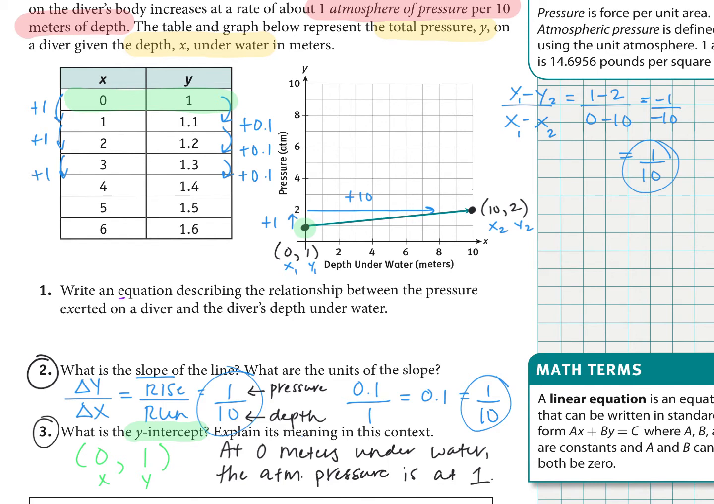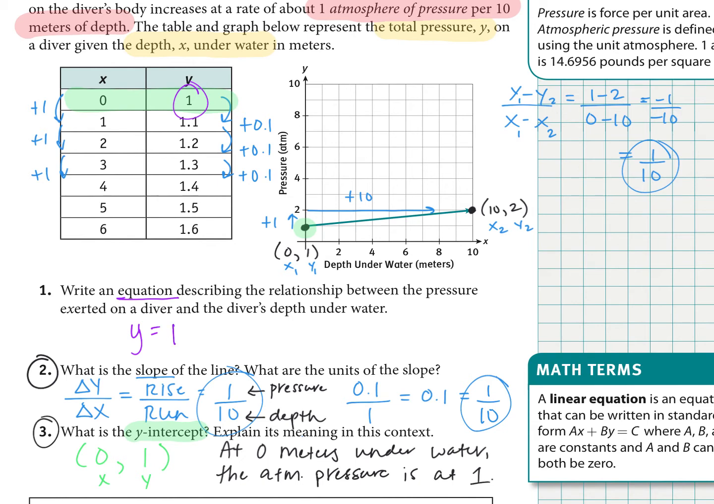So now it's asking us to write an equation that describes the relationship between the pressure exerted on a diver and the diver's depth of water. So we're really writing an equation for our table and our graph. So we know that our output, y, depends on our independent variable, which is x, our input. So think of how we start off with 1 initially.